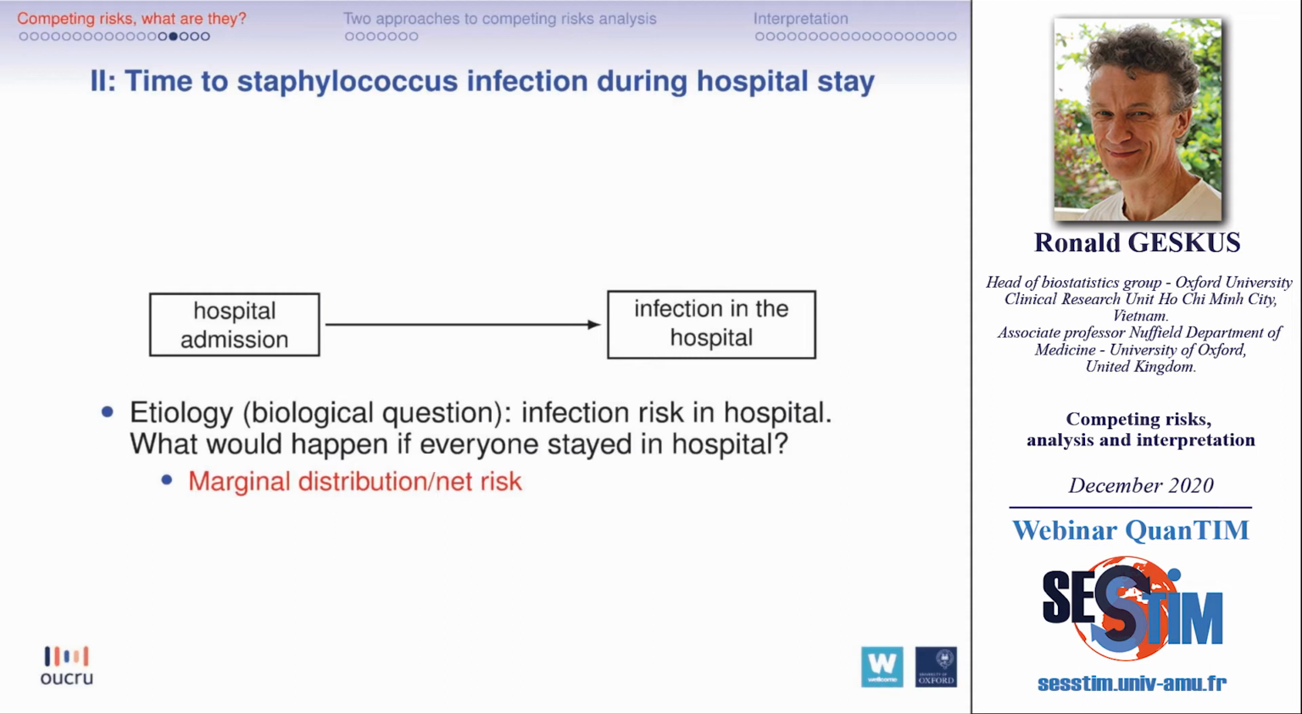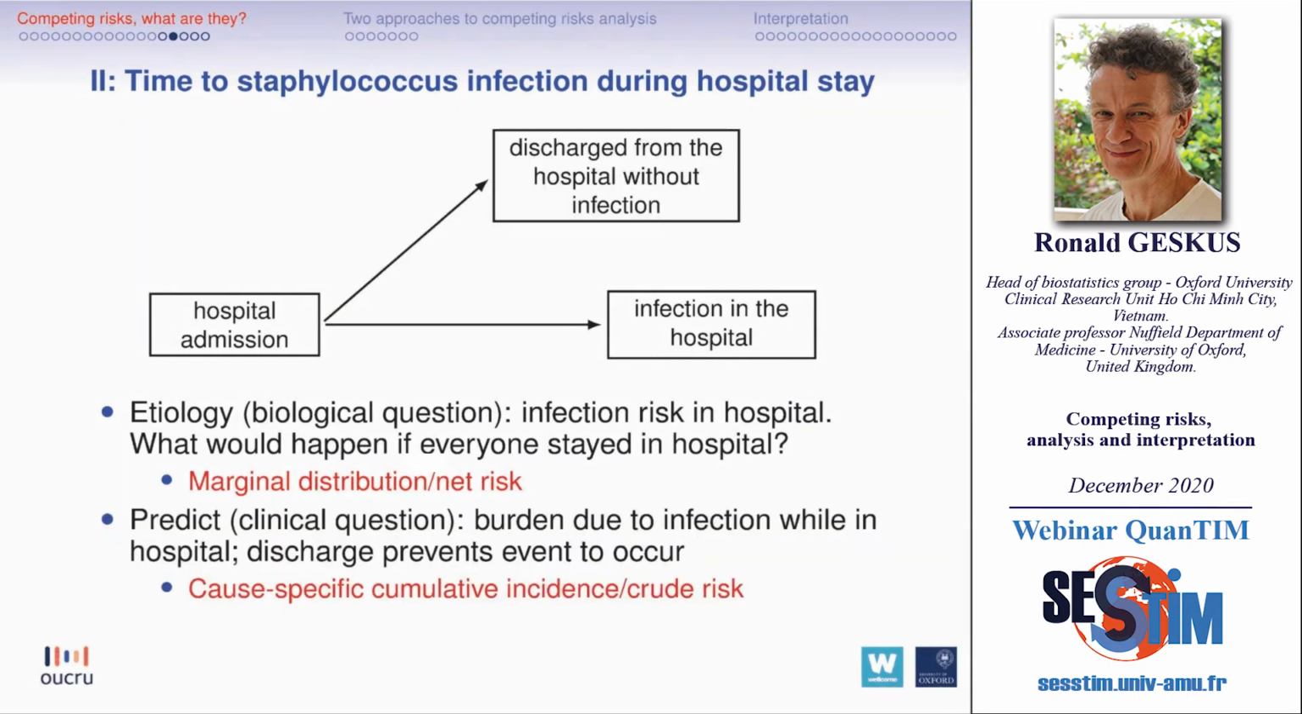So then you only look at hospital infection as endpoint, and the competing risk is not of interest. That is what I call the marginal distribution, or the net risk.